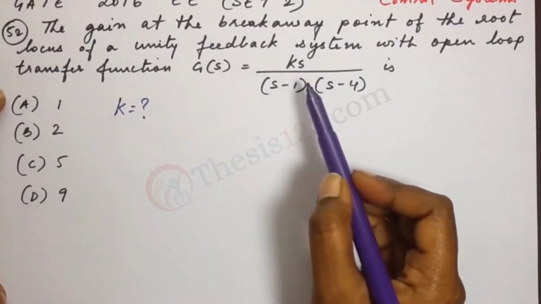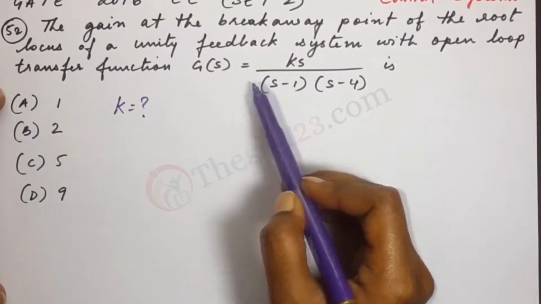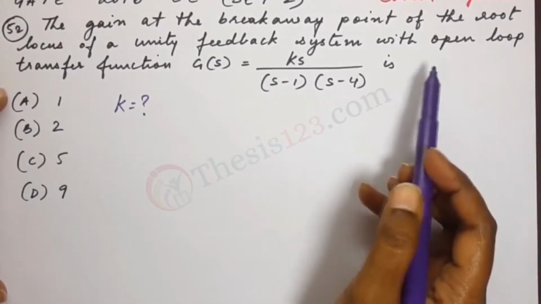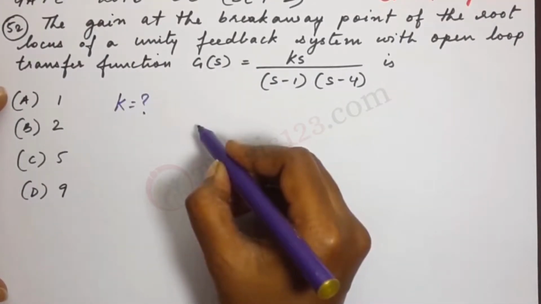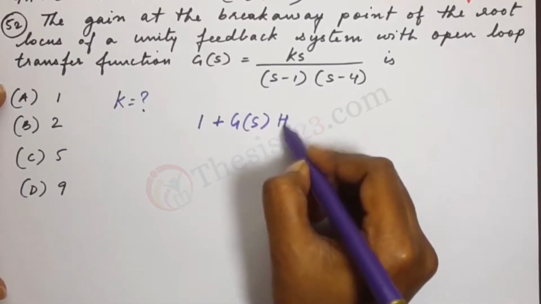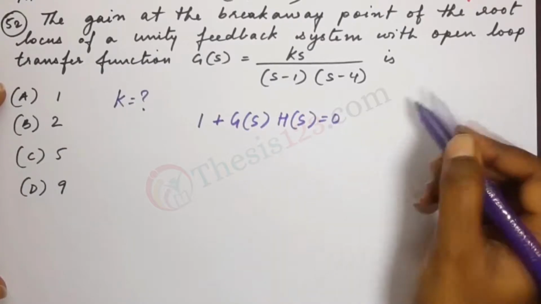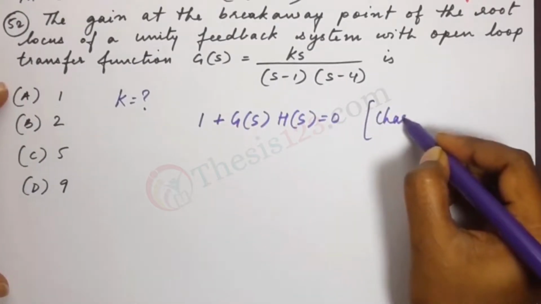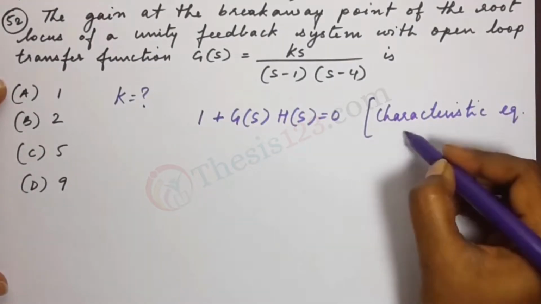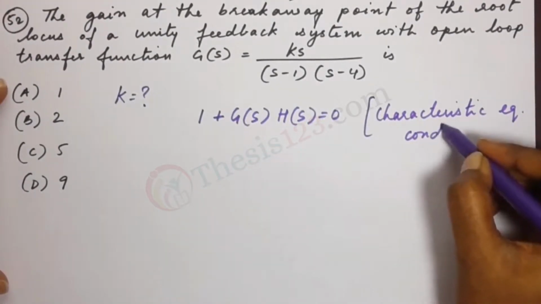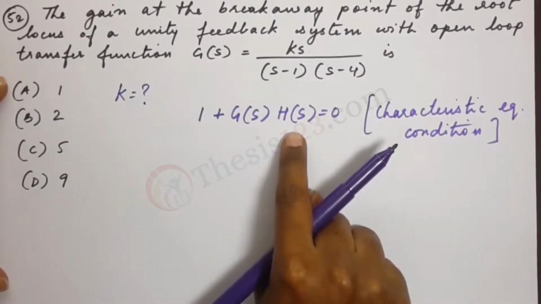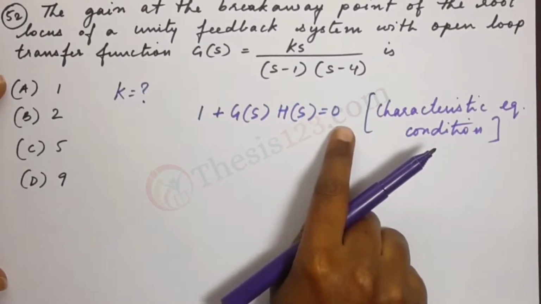Let's start with what's given to us. G(s) = Ks / ((s - 1)(s - 4)). Now since we are working with an open loop transfer function, the characteristic equation is given as 1 + G(s)H(s) = 0. This is the characteristic equation, or we can call it a condition, 1 + G(s)H(s) = 0.